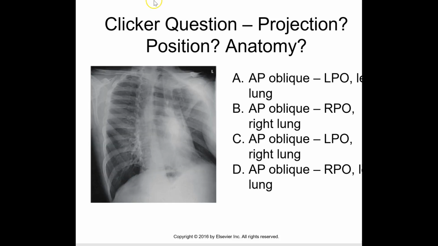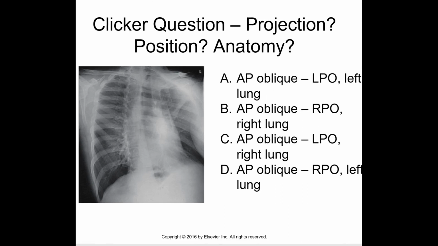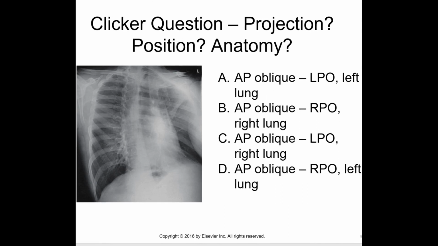Slide 93. Correct answer is A, AP oblique, LPO, left lung. And you can also see an image of this on page 516 in your Merrill's.